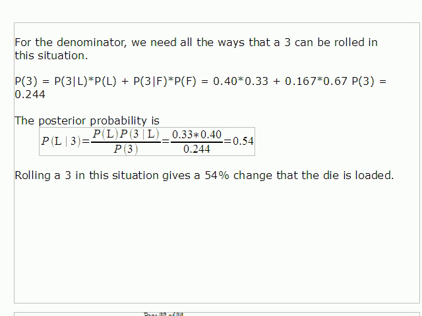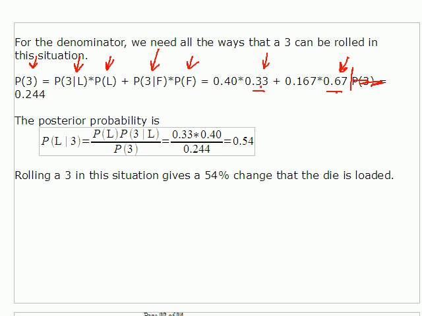Okay, so what we need in the denominator is the probability we would have seen a 3 anyway. The way that's computed is the probability that the die was loaded times the probability it would have given you a 3, plus the probability that the die was fair times the probability that the fair one would have given you a 3. So what's the probability that it was loaded? Only one was loaded, so that's 0.33. The probability of the fair is 0.67, because either it's loaded or fair, and these two numbers add up to 1.